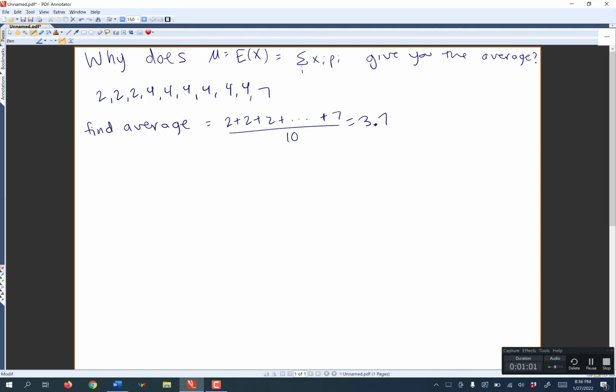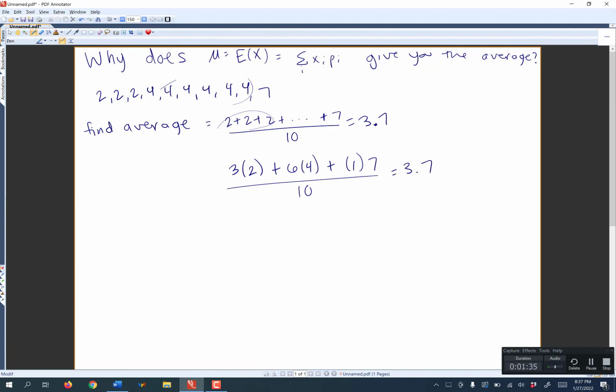Now you'll notice that when I wrote this, I was too lazy to write 6 fours again. So what if we tried to make this a bit simpler? Instead of writing 2 plus 2 plus 2, I could write 3 times 2. Then there were 6 fours, so I could write 6 times 4, plus there's 1 seven, so 1 times 7, all divided by 10. Basically we're rearranging for a proof here. This still gives me 3.7.